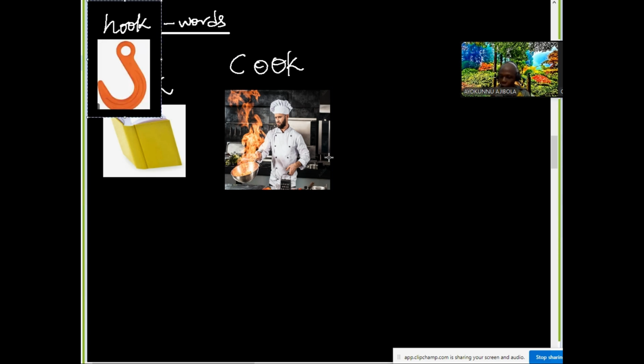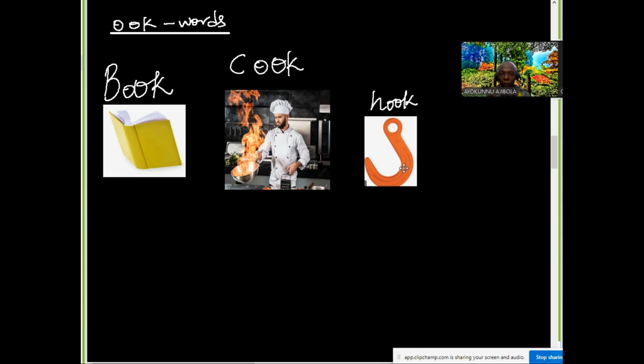Now the next one. Look at the board. What is this one? Hook. Hook that you can use to catch something.